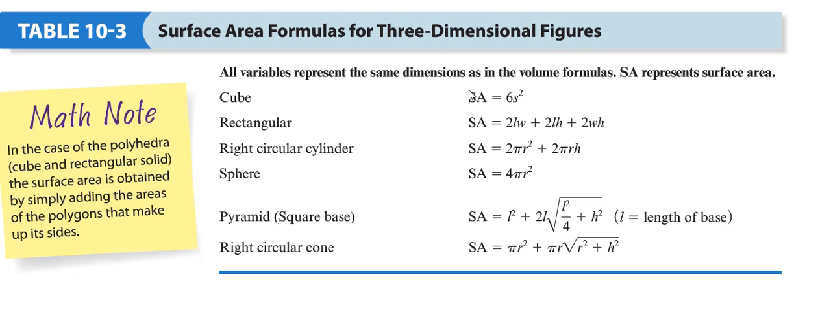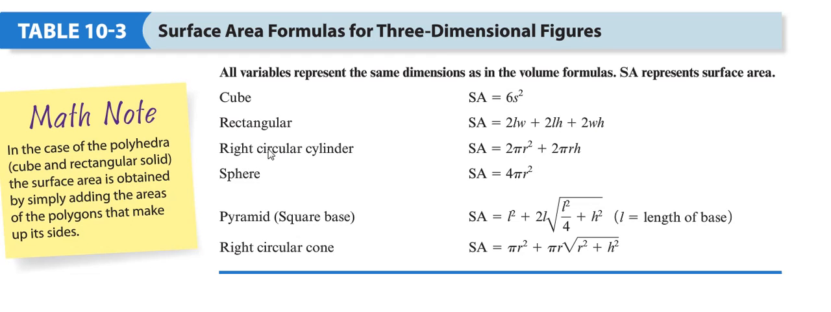That's how you find the surface area of a cube. Surface area of a rectangular solid. This is not the surface area of just a rectangle, but of a rectangular solid. The formula is surface area equals 2 times the height times the width, plus 2 times the length times the width, plus 2 times the width times the height. That's the formula for the surface area of a rectangular solid.